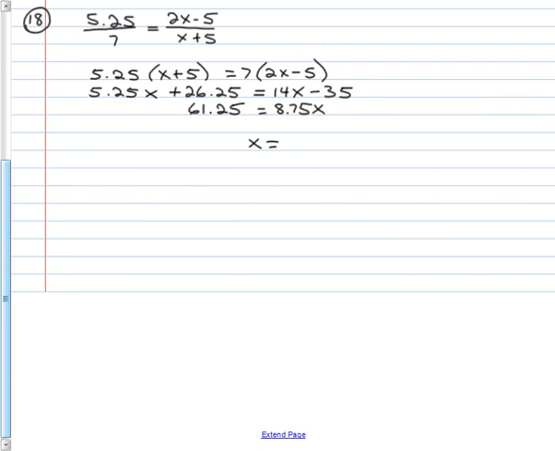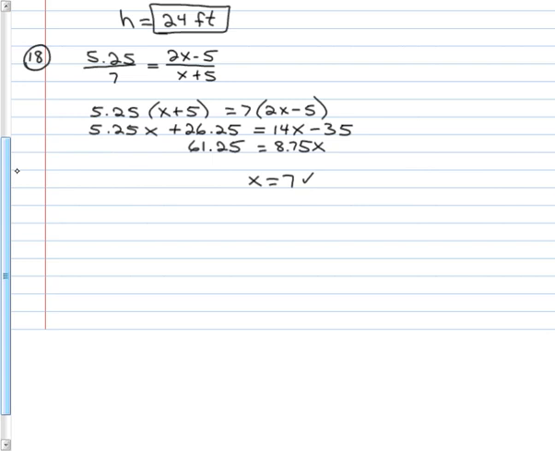Let's see here. X is 7. Now, not our answer. Have to be careful. X is 7. Question asks, find B to D. So B to D, 2x minus 5. 2 times 7 minus 5. 2 times 7 is 14, minus 5 is 9. That is our answer.